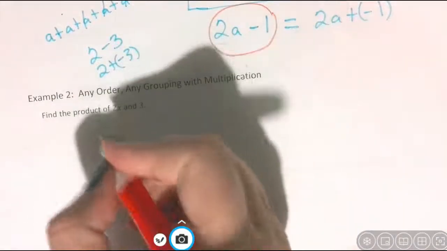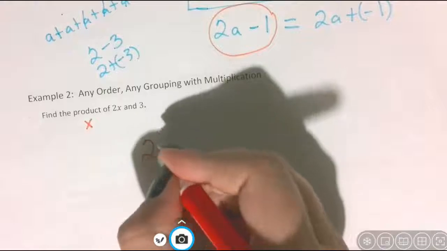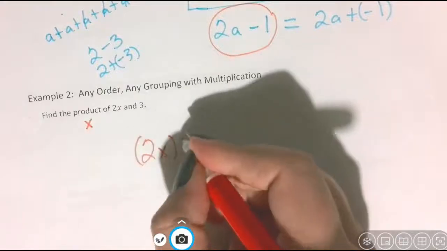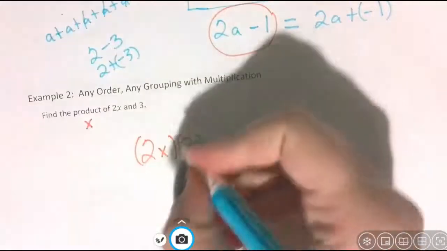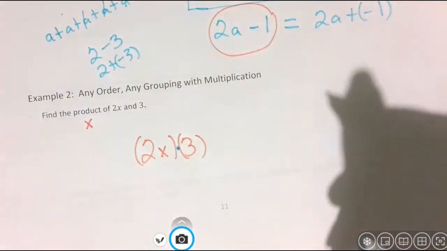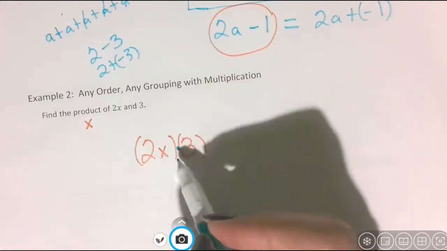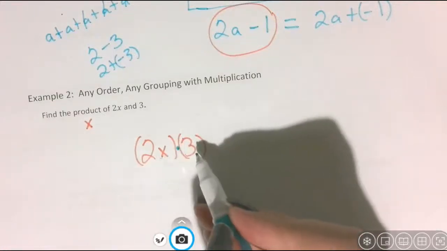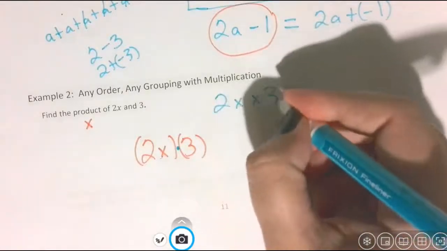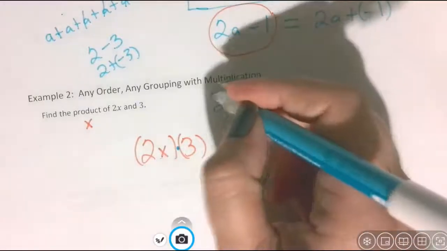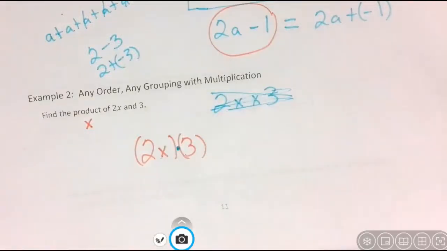Now we have product. Find the product, which is the answer to a multiplication problem, of 2x and 3. Now, we could use the little multiplication dot. We wouldn't want to use the x for multiplication inside of this, because then it would look like you had 2x, x, 3. That could look confusing. So what if somebody wrote it this way? That looks really confusing. So we're not going to write it that way. We're going to use the multiplication dot or just the parentheses.